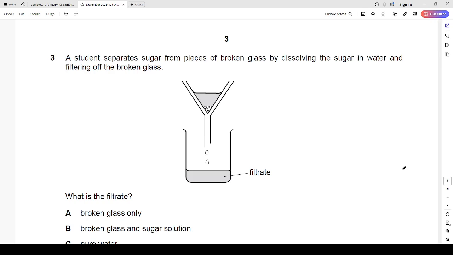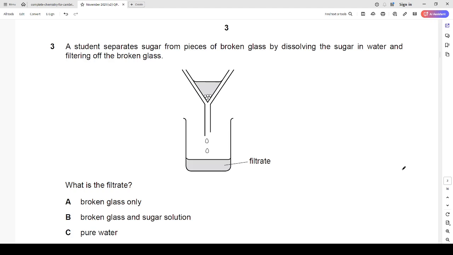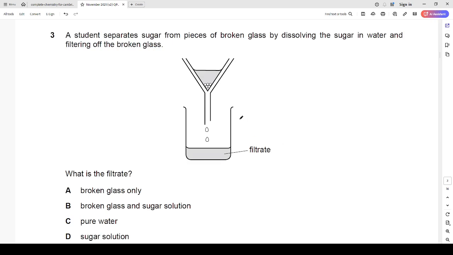A student separates sugar from pieces of broken glass by dissolving the sugar in water and filtering off the broken glass. Okay, now the apparatus we have here, the setup, indicates that the bigger solid, the bigger particles, are the broken glass, and they are trapped on the filter paper because they are bigger than what could pass through the filter paper.